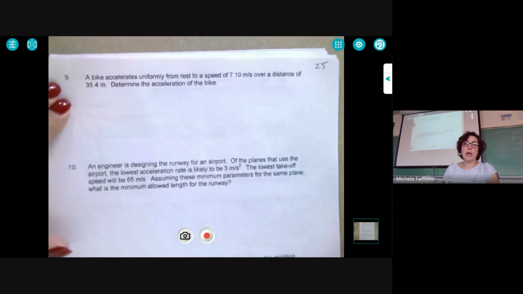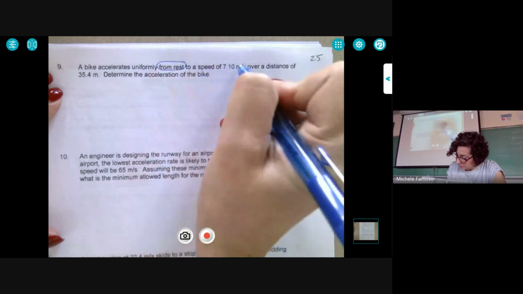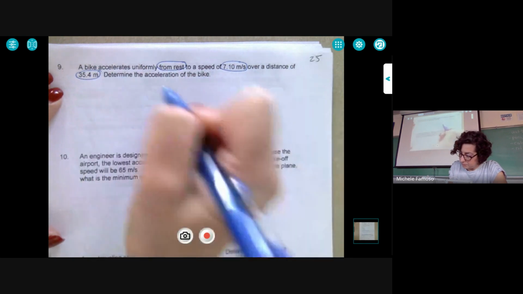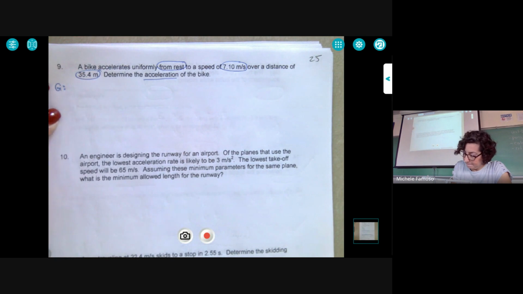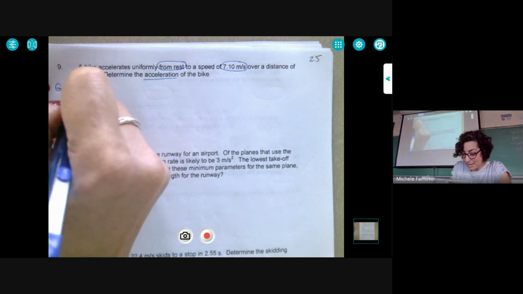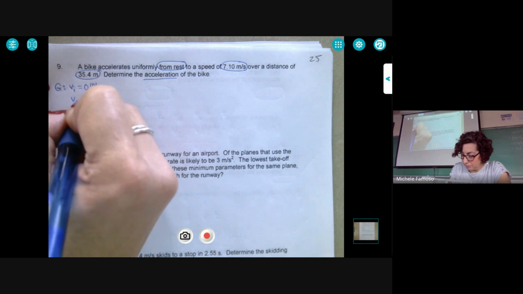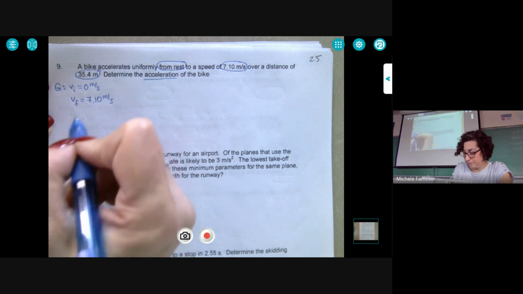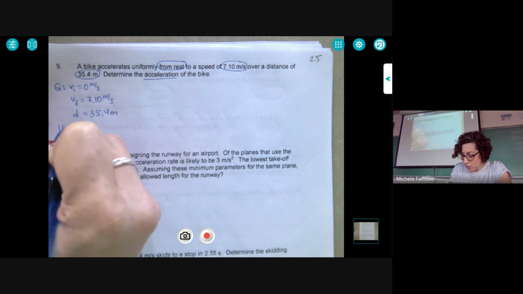All right, Nick, go ahead and read number 9 for us, please. Light accelerates uniformly from rest to a speed of 7.0 meters per second over a distance of 35.4 meters. Determine the acceleration of light. All right. Jules, how about a given? Yeah, when we start from rest, our initial speed is 0 meters per second. Caitlin, how about another given? Good. Addie, what's my third given? Distance equals 35.4 meters. Very good. Jack, what's our unknown letter?